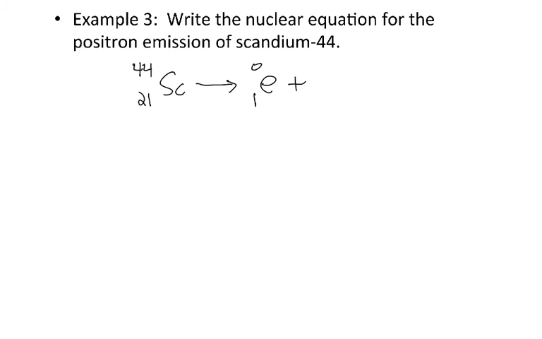And then I've got to figure out what the new atomic number is, right? So 21 is equal to 1 plus x. So we see that x, in this case, is going to be 20. Again, because the mass number of the positron is 0, mass number is not going to change. And if you go to your periodic table, hopefully you found that calcium is atomic number 20. All right, so we have just one last example.